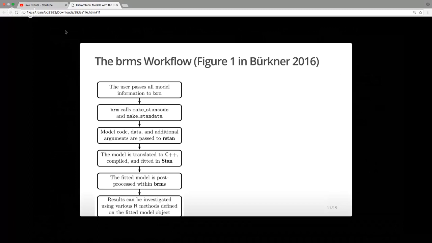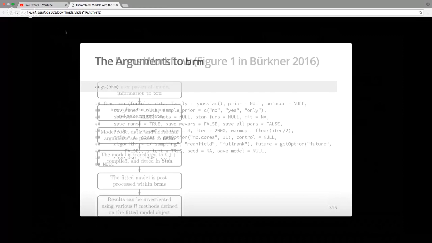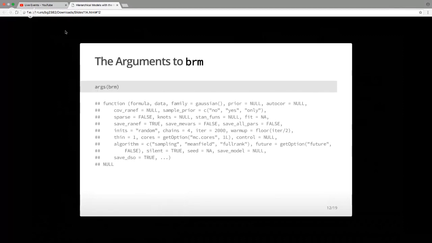Whereas with rstanarm, the human does all this stuff relating to Stan, and the user basically just passes the formula and the data to these R wrappers around precompiled Stan functions, and then the last couple steps are basically the same. So what is this BRM function?